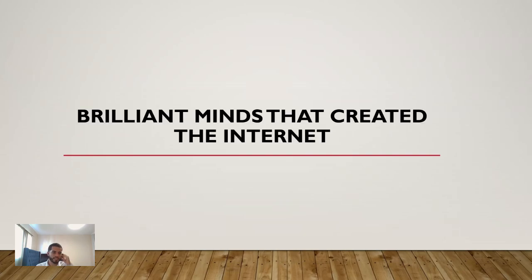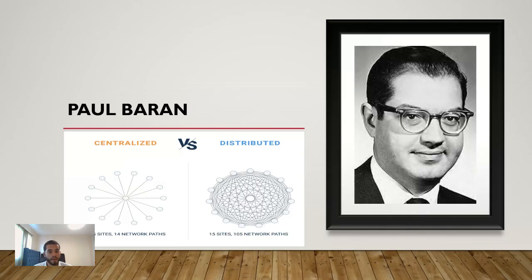The internet wasn't just one invention that changed everything, right? It was developed through many inventions and over time. So now in this part, I'm going to talk about some of the brilliant minds that helped create the internet. One of them was Paul Baran, who proposed the use of a distributed network instead of a central one. A distributed network can transfer data between every node of the system, and that's more efficient and faster.